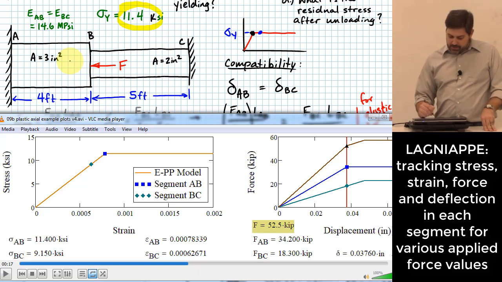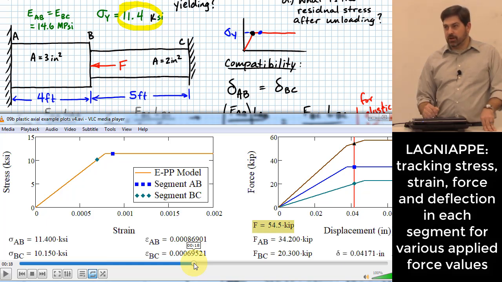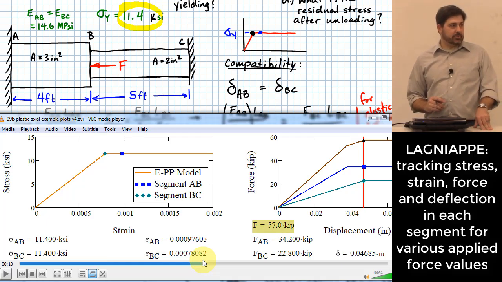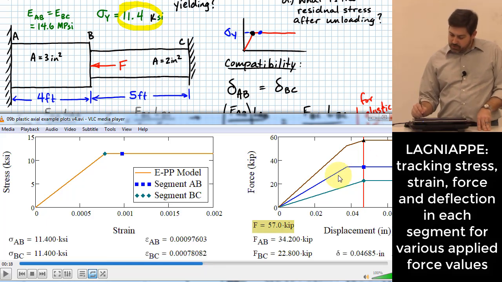What if I keep on increasing the force? Notice that the blue dot is now into the plastic portion of that curve, but the green dot is still in the elastic portion of its curve, all the way up to the point where the green dot reaches that same point. That happens at 57 kips of applied load. One of the reasons I wanted to show you this is so you can see over here the actual force-displacement curves for each rod. The blue curve right here is the force-displacement curve for AB, and the green one down here is the force-displacement curve for BC.